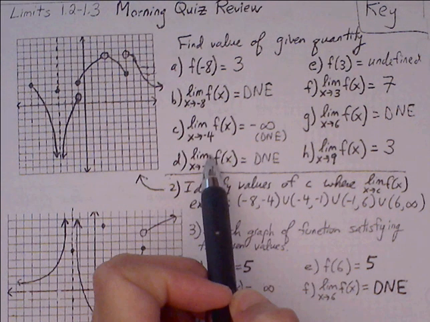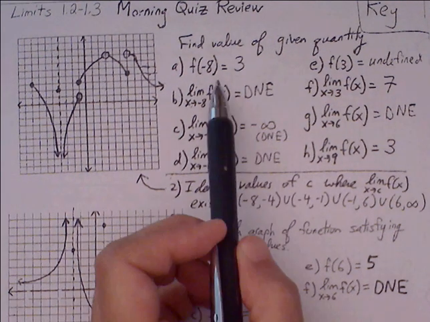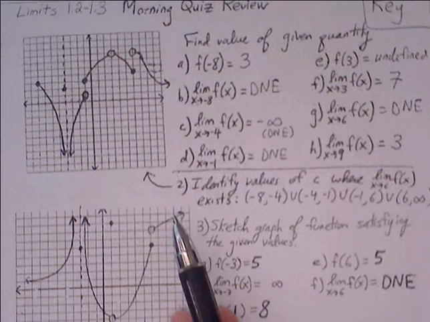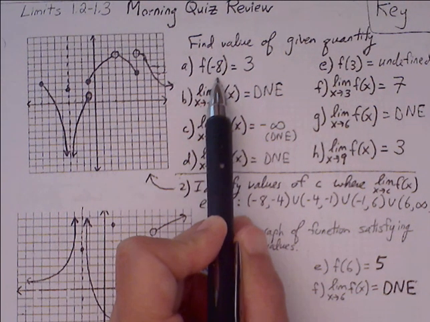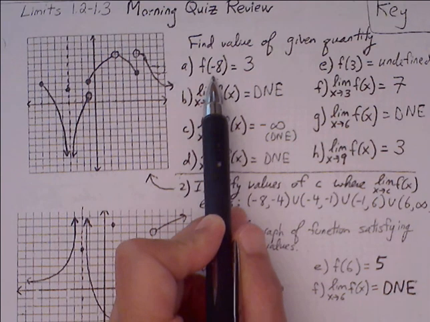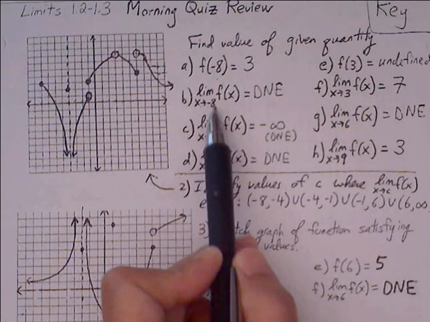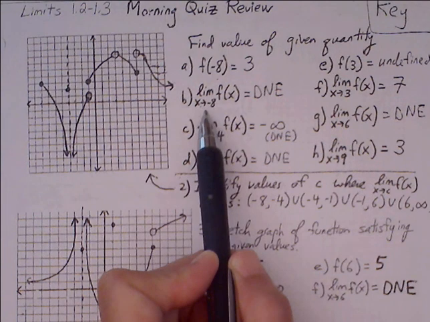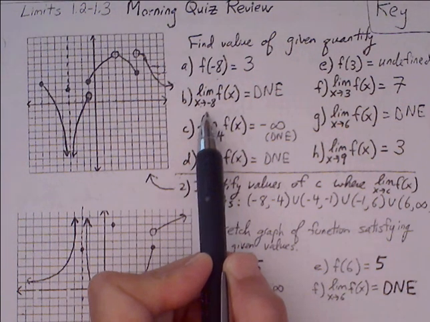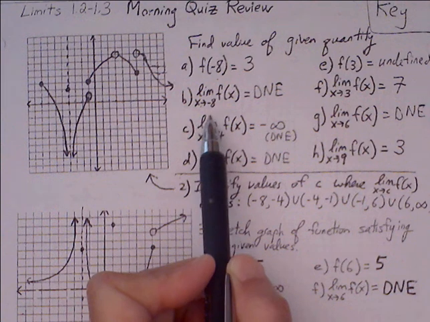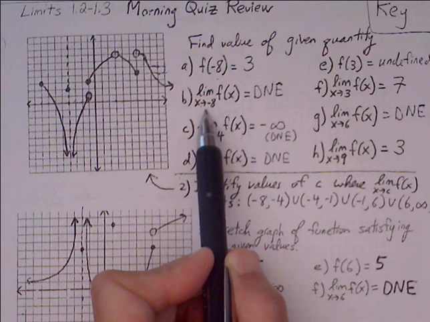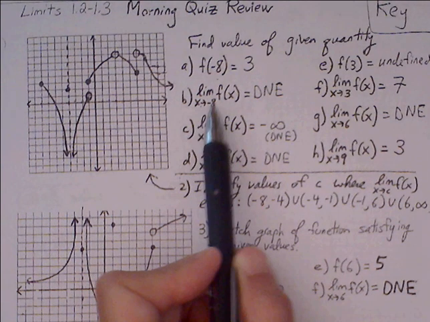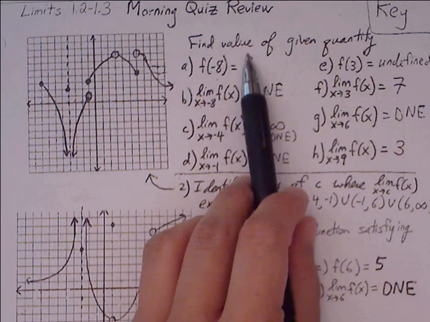Just to review a bit, the distinction between ordered pair and limits. An ordered pair is just the point. It's just looking to see, does the point exist on the graph. But a limit is asking, does the path of the graph approach the same y value at a specific x value?